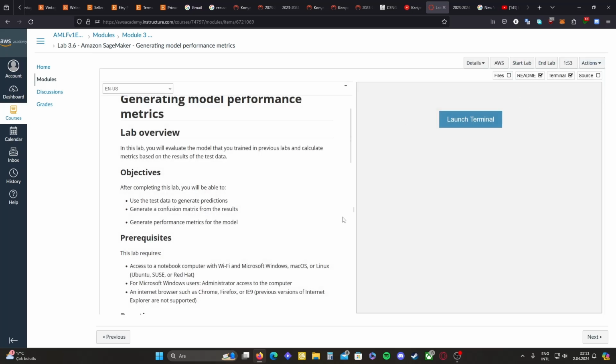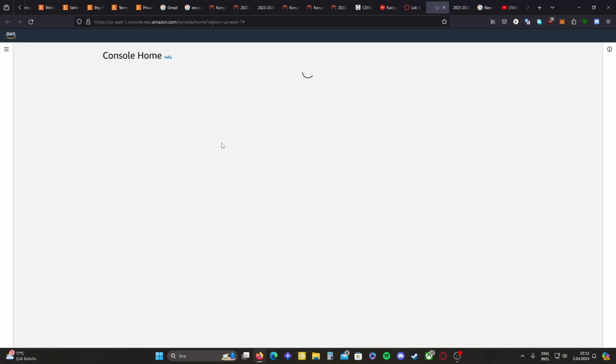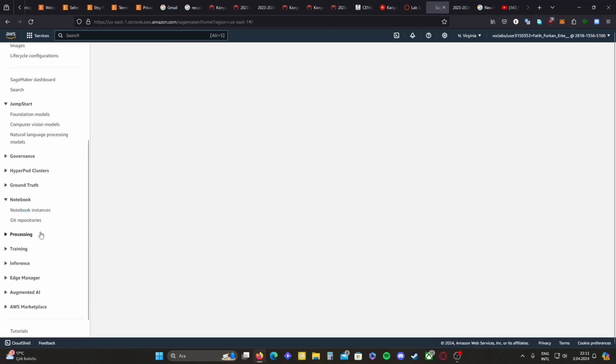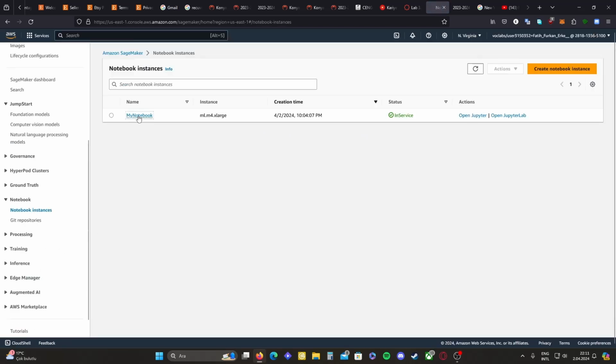The objectives in this lab: use the test data to generate predictions, generate a confusion matrix from the results, generate performance metrics for the model. So let's go to AWS, and let's go to SageMaker, then notebook instance.